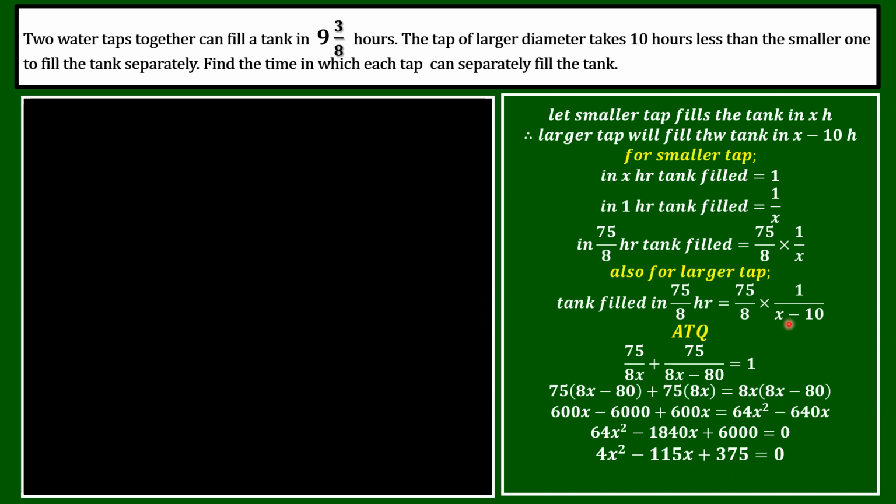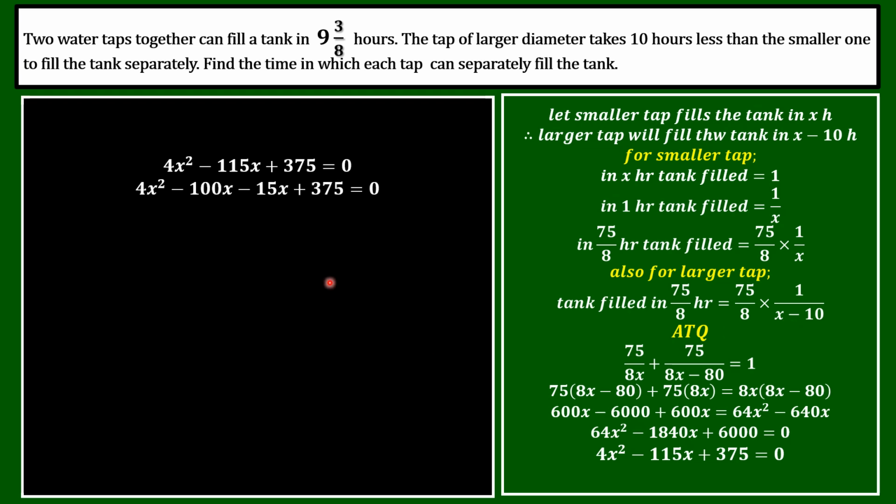Again, to solve this equation we'll use the factorization method, or splitting the middle term. Okay, you can drop me a comment if you want another method to be used for the same question, right? Or you yourself try to use other methods and see which method is more convenient. Okay, so let's do it. 4x square minus 115x plus 375 is equal to 0.